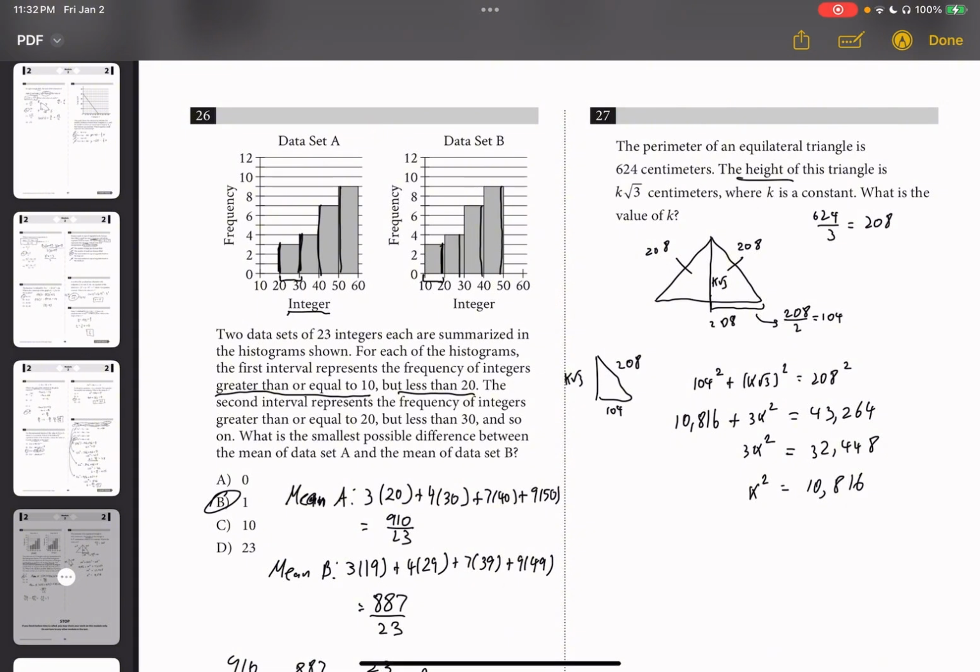And now we're going to take the square root. And we get k is equal to plus or minus 104. But you have to consider that since it's asking for height, and height can't be negative, it's only positive 104. So k is equal to 104. That's your answer.